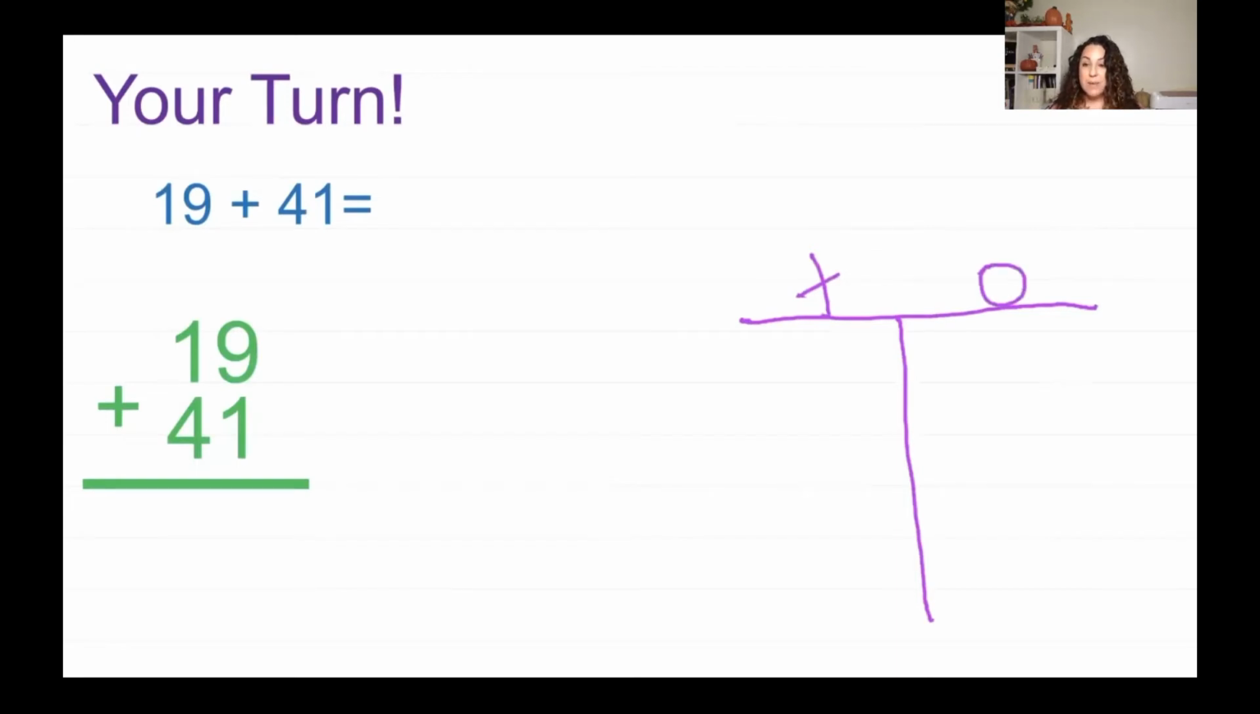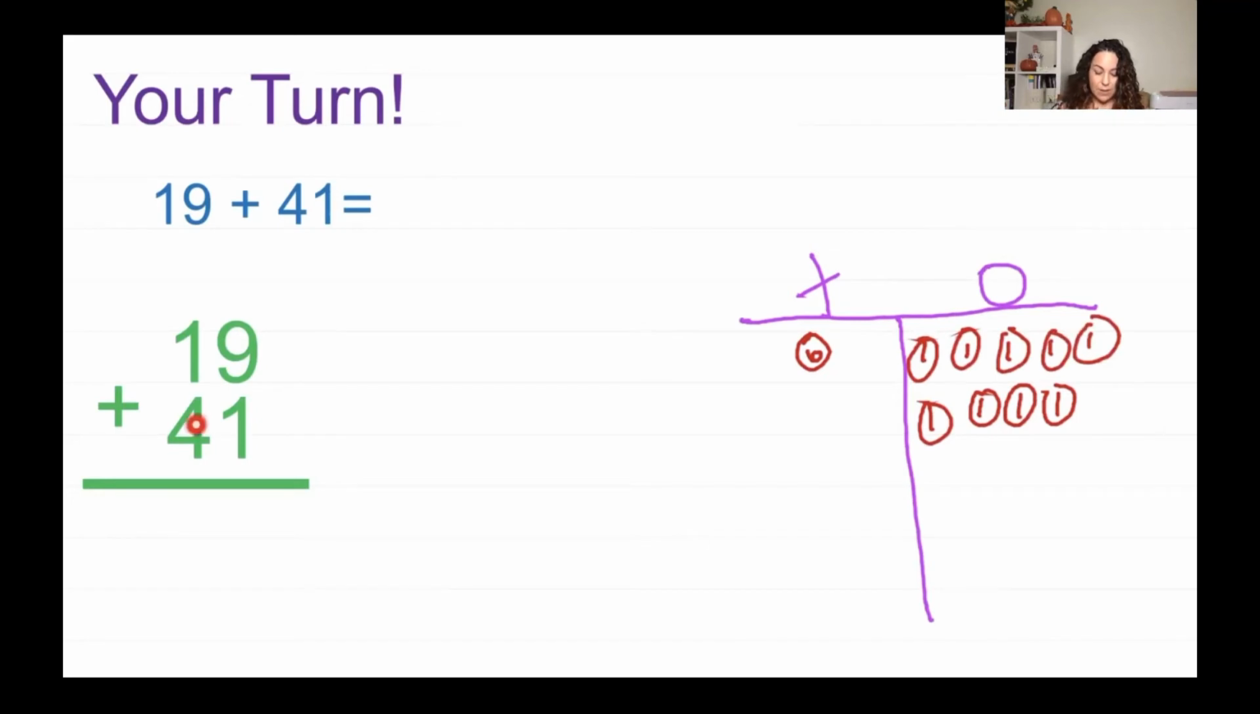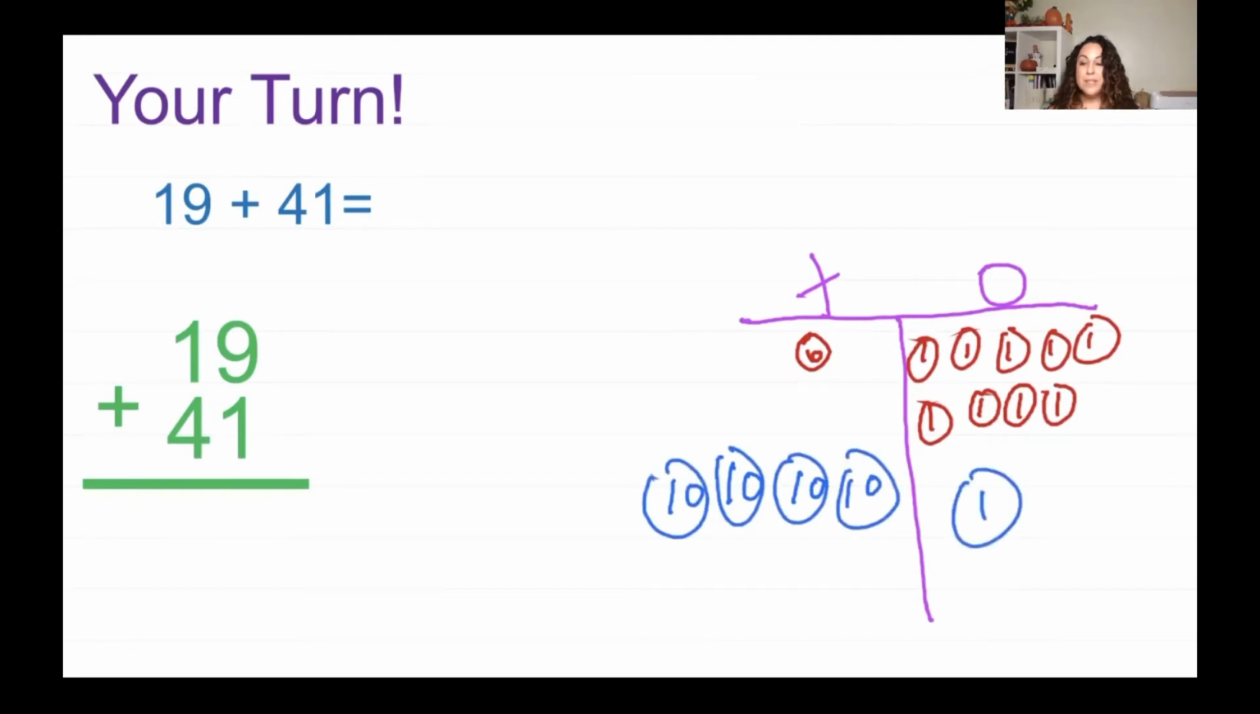So let's go ahead and talk about the first number, 19. So I have 1 10, and then I have 9 ones. So 1, 2, 3, 4, 5, 6, 7, 8, 9. And let me go ahead and make my circles around that. And then I have 41. So how many 10s is that? 4 10s and 1 1. So 10, 10, 10, 10. And then I just have 1 1. So now we're ready to add.